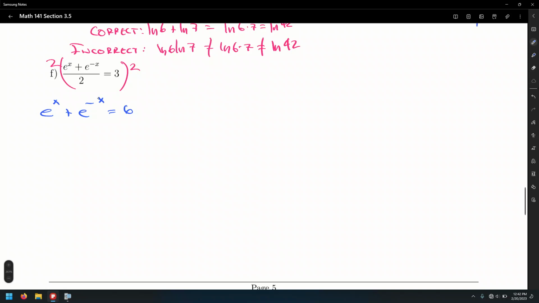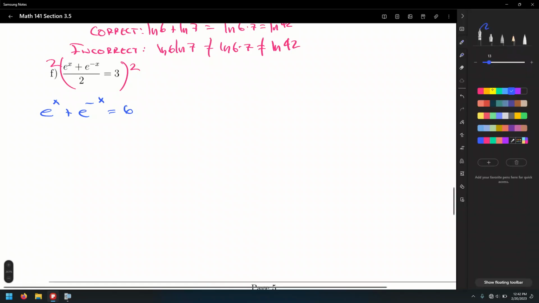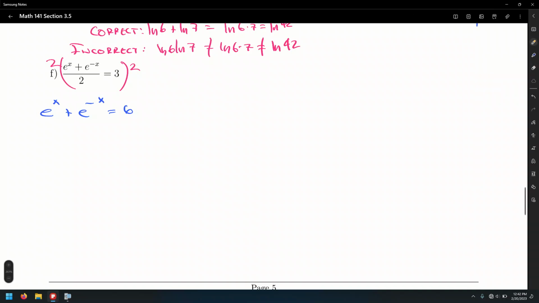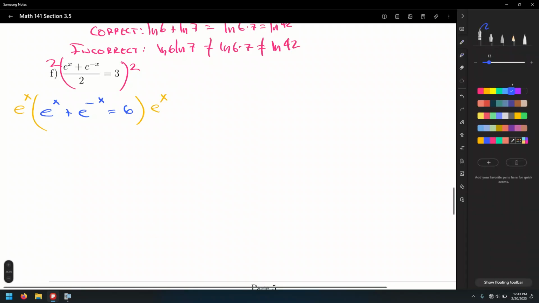Well, how about we introduce some exponential? The trick here is to do the opposite of e to the negative x. Not the opposite, actually, but the opposite exponent, because the opposite would be having a negative in the front, and that's not going to cancel. In fact, it's going to make it negative on the right hand side. So I'm going to multiply by e to the x on both sides.